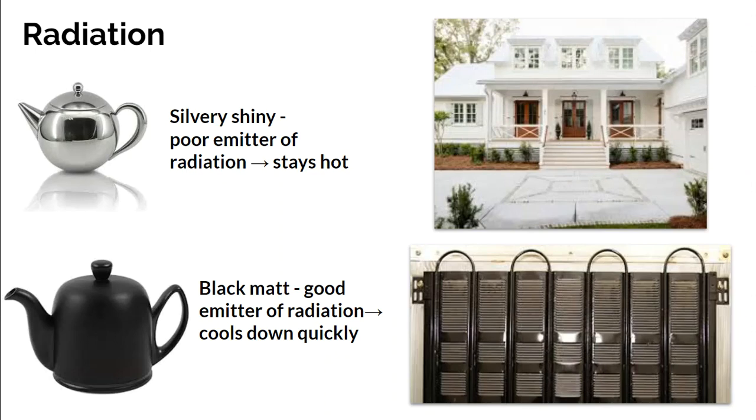Sometimes we need objects to lose their heat and remain cool. For example, the cooling coils at the back of the fridge. These are usually painted black with a matte finish, so the coils can emit infrared heat quickly to keep the fridge cool.